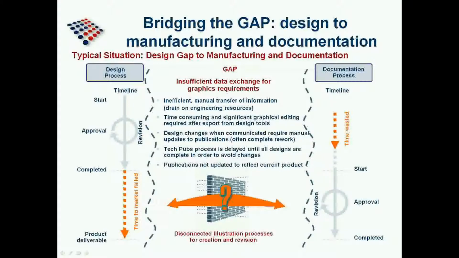What happens if there's a change to the product? Well, illustrators have to go back to the CAD user for updates and then manually reapply their own changes. Often illustrators don't even find out about changes to the product that would require illustration updates, so publications do not reflect the configuration of the product on the shop floor or in the field, resulting in increased costs.